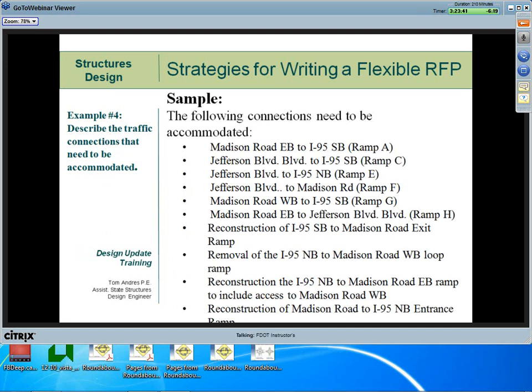How about this one? Example number 4, describe the traffic connections that need to be accommodated. And let's assume here that there is also a statement regarding free flow versus signalized and stop condition requirements for these. It's quite a long list of connections, but yeah, this is a good one. This is how you do it. That's exactly what you want to do.